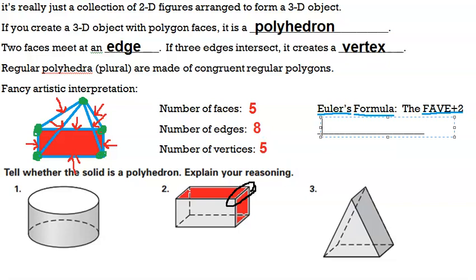Now, Euler's formula relates this, and it always holds true for a polyhedron. The number of faces plus the number of vertices equals the number of edges plus 2. And that works every single time. We could even test it with the example that we just did. Faces, 5. Vertices, 5. Edges, 8. Is 5 plus 5 equal to 8 plus 2? Absolutely. It checks out every time.